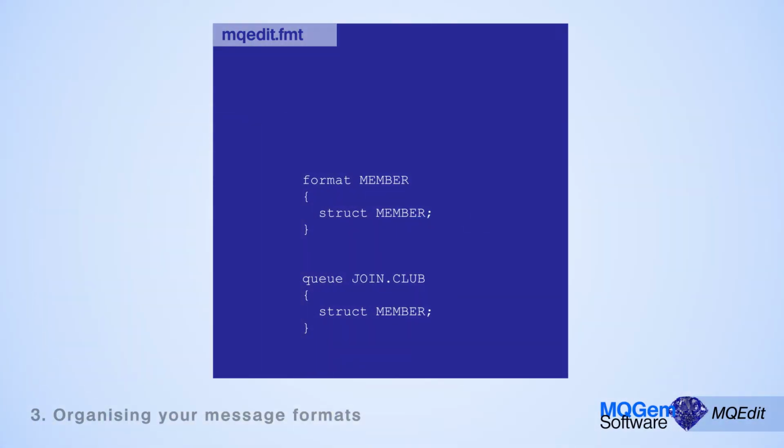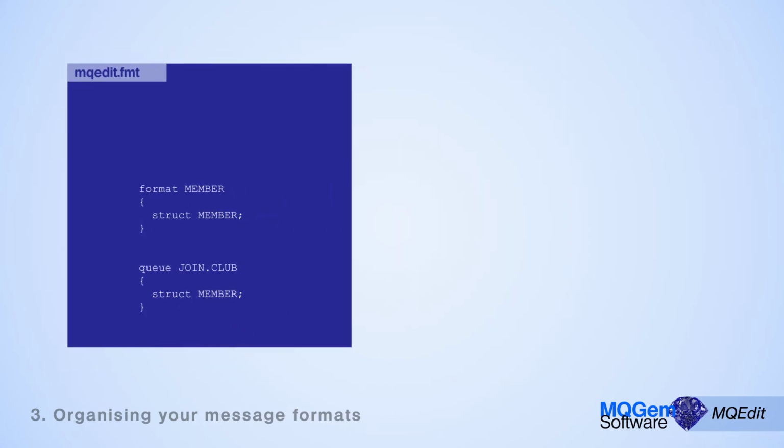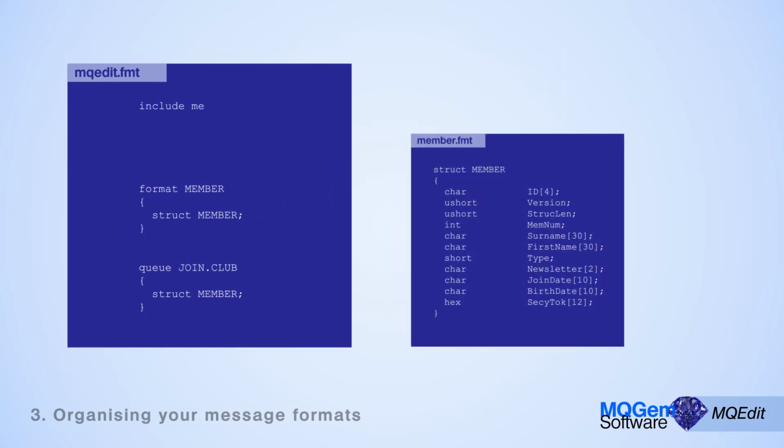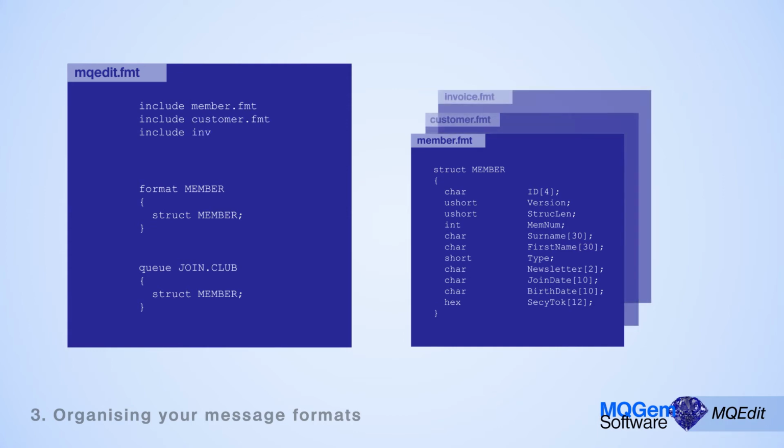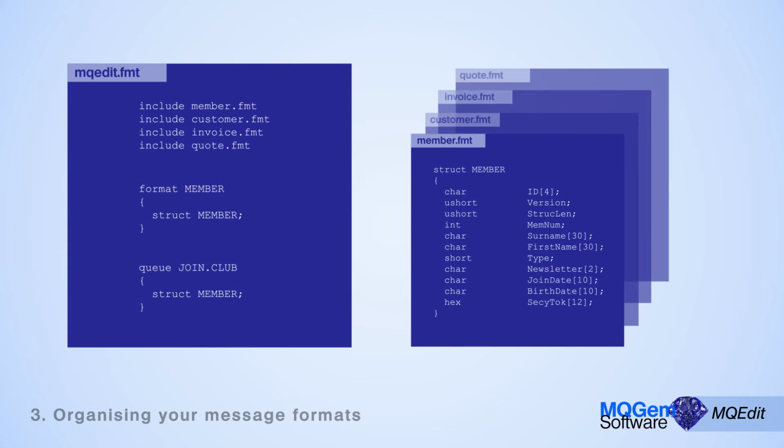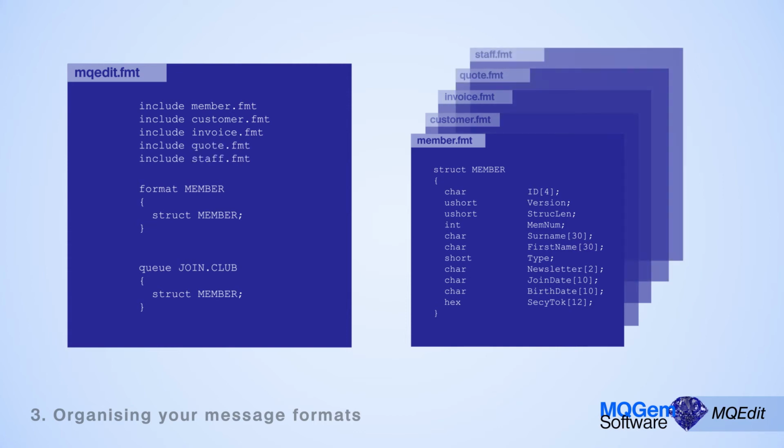While the example we show here is quite small, your message descriptions may be longer and you may have a lot more of them. To keep your user format files organized, you can use multiple files, perhaps one per message definition, and then include those files in one main file that MQEdit is then configured to use.